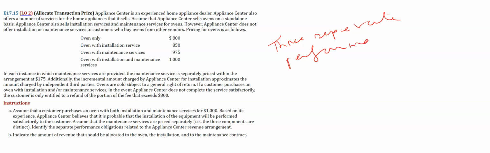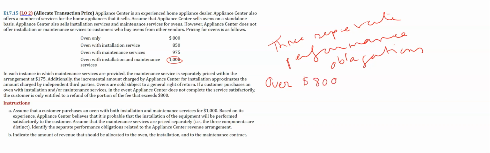Now we will see how we can allocate the prices. The total price is $1,000, so we have to split it among the three components, and we will do it proportionately, looking at the standalone prices. For example, if you would like to purchase the oven independently, you would have to pay $800. If you would like the installation, by taking the difference here, it will be only $50. Now, if you would like the maintenance, you can compare $800 and $975, and they also have a separate standalone price for the maintenance.